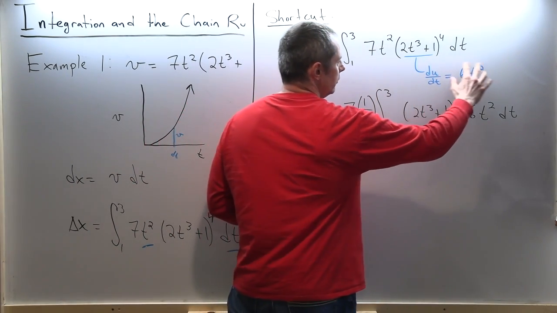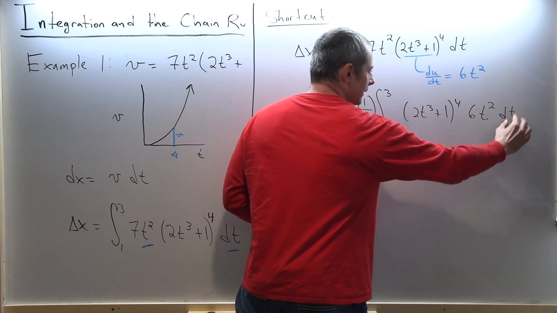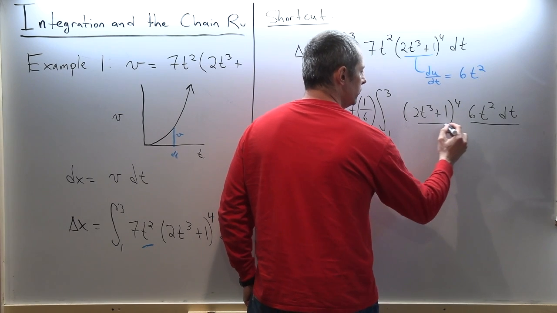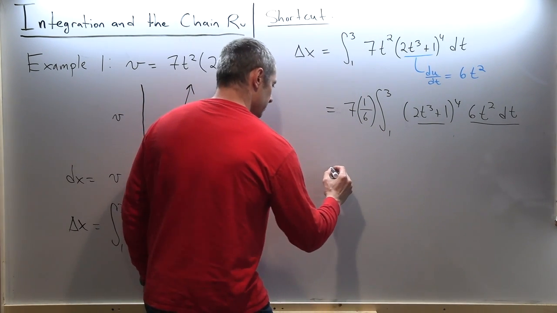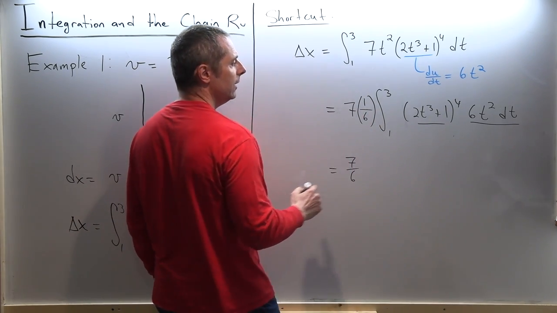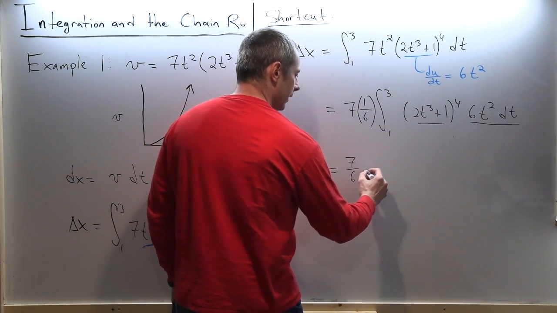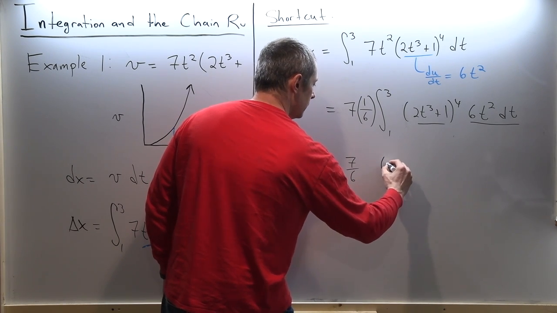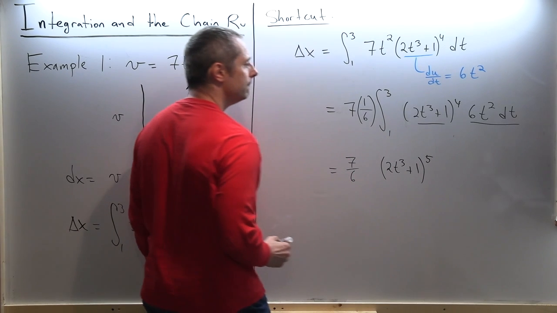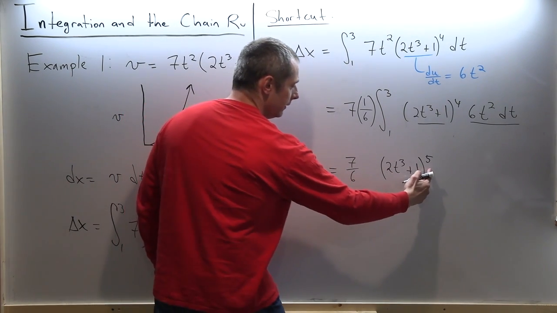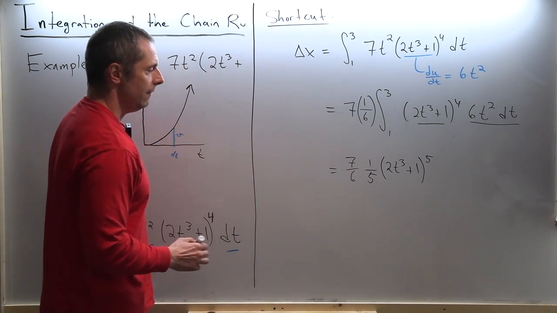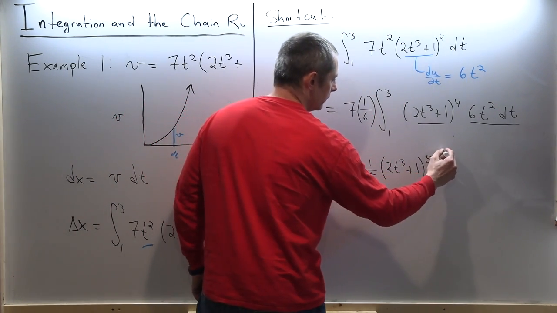Now I know, because this is the derivative of what's inside, that I can just take the antiderivative. And all of this is like my du, and this is my u, which means I can just add 1 to the exponent, the 7/6 here, which makes it to the 5th power, and I'm going to leave a little space here, 2t cubed plus 1 to the 5th power. I add 1 to the exponent and then divide by the new exponent. And then I evaluate that from 1 to 3 seconds.